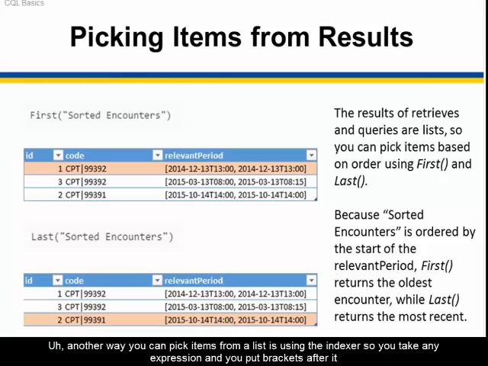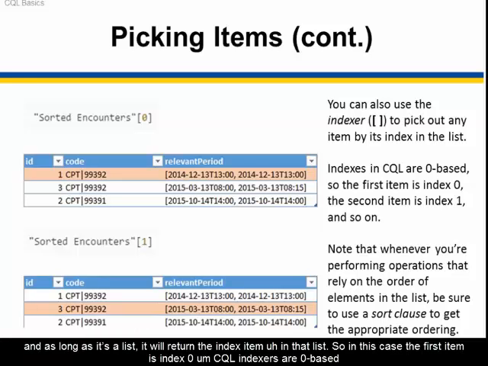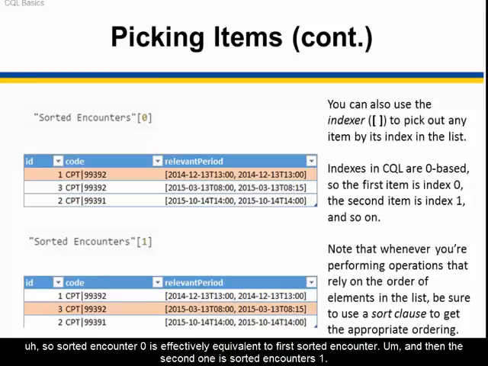of what you're expressing. Another way you can pick items from a list is using the indexer. So you take any expression and you put brackets after it. And as long as it's a list, it will return the indexed item in that list. In this case, the first item is index 0. CQL indexes are 0-based. So sorted encounters 0 is effectively equivalent to first sorted encounters. And then the second one is sorted encounters 1.